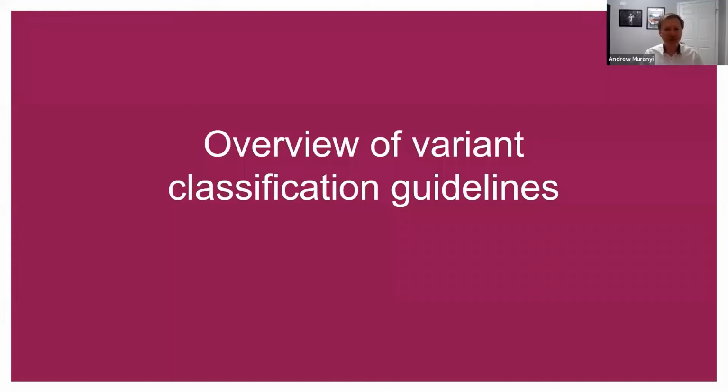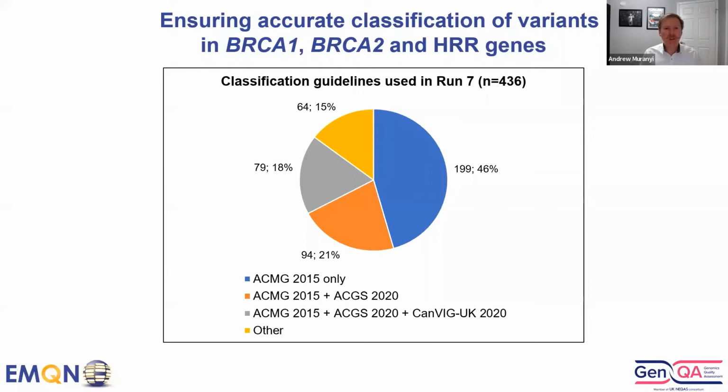All right, so this slide just shows the different guidelines that people are using for these schemes. So the options we have are the ACMG 2015 only, the ACMG 2015 and ACGS 2020, or the ACMG 2015, ACGS 2020 and Canada UK. Almost half of the individuals registered for this scheme use the ACMG 2015 only, and then the remainder use one of the other combinations, including other.